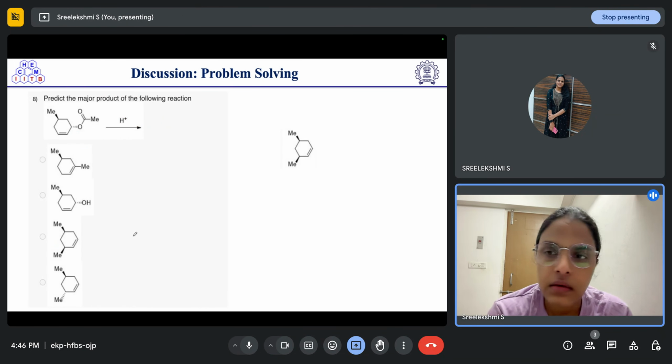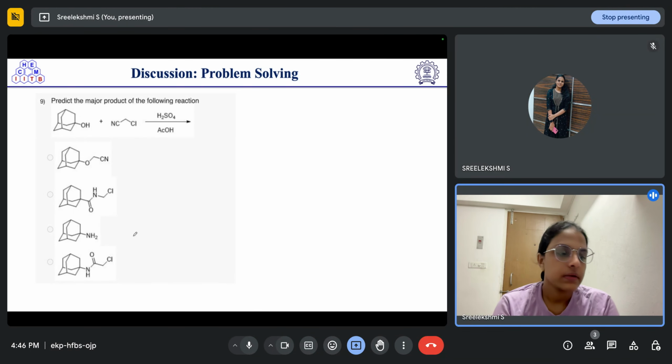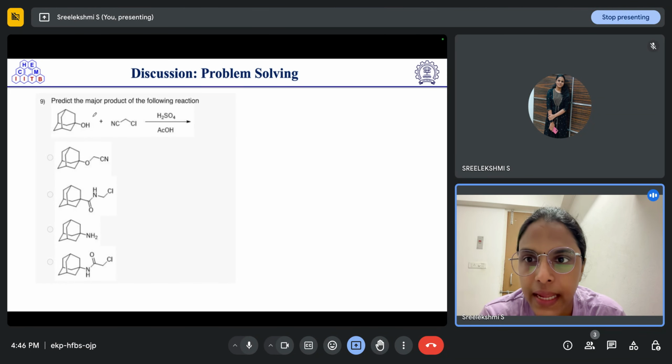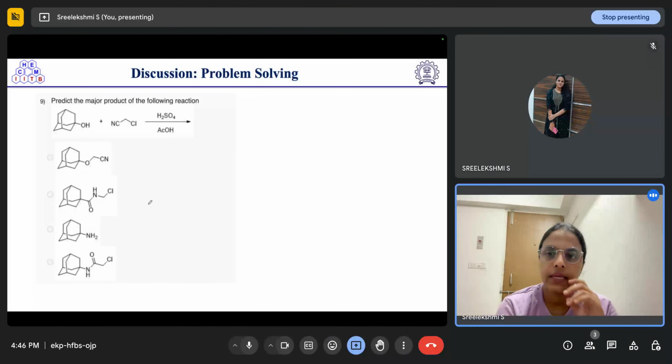Moving to the next question. Predict the major product of the following reaction. That is, we are treating this alcohol with this nitrile in the presence of acetic acid and H2SO4, which will be the major product?